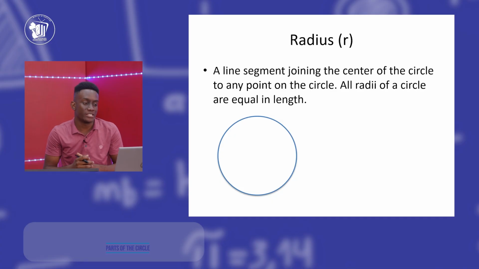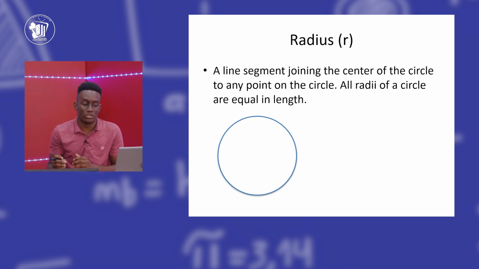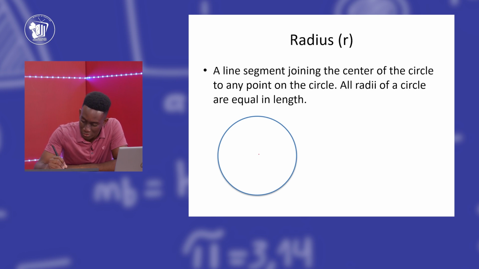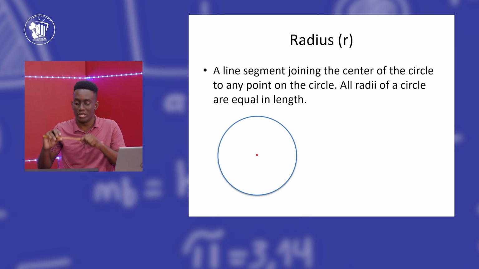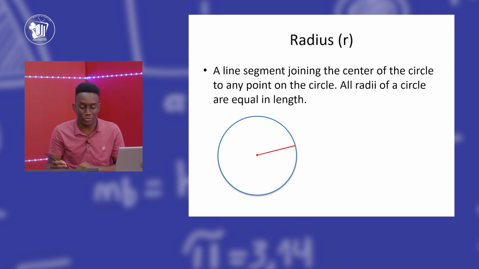So the next part is the radius. So the radius is a line segment joining the center of the circle to any point on the circle. Now all radii of a circle are equal in length. So of course, to get the radius, we must first identify the center of the circle. So here would be the center, and the radii would be a line drawn from the center to the circumference. And that would be the radii.